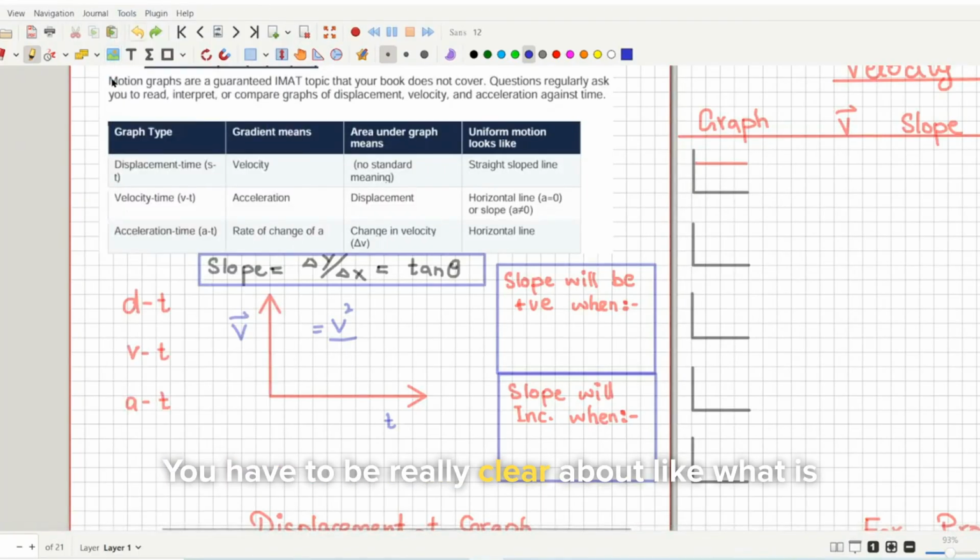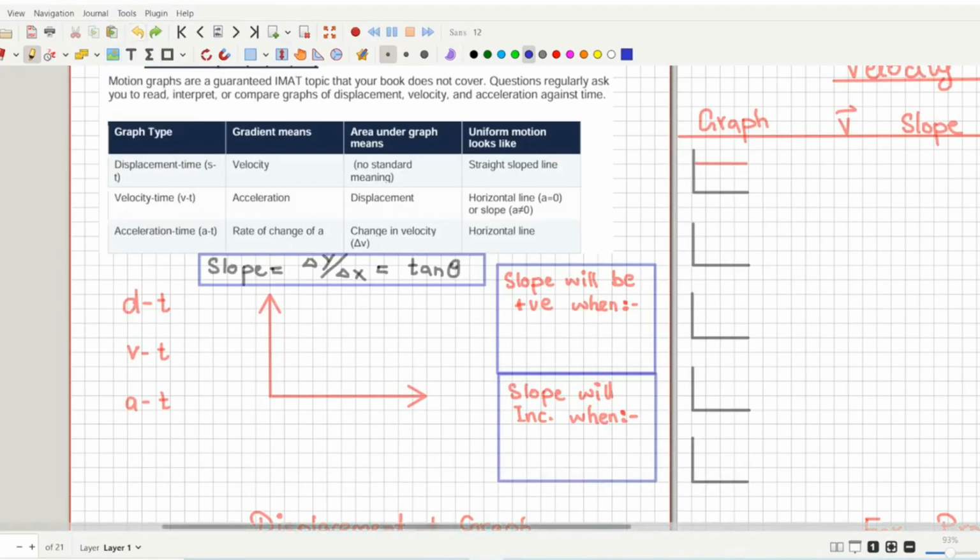You have to be really clear about what is the gradient and what is the graph. What if I ask you what is the slope or gradient for distance time? Yes, it would be speed. The gradient or slope for displacement time is velocity, and for distance time it is speed. And now you know what is what for these kinds of questions.